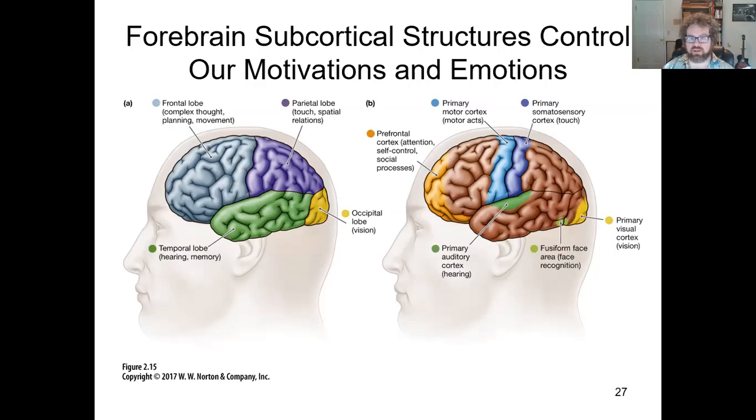So the parietal lobes are involved in touch, spatial awareness, awareness of self and not self, our map of the world around us, and our map of our own body. The parietal lobes are highly concerned with maps and awareness of location.